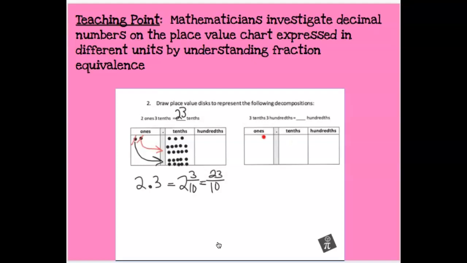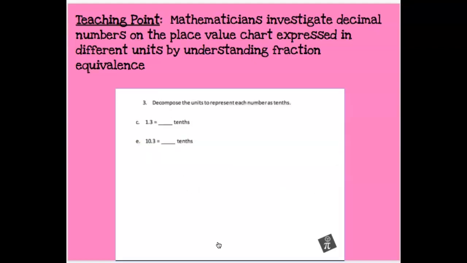Using the same idea, if we want to change these into hundredths, so we have 3 tenths and 3 hundredths, so 3 tenths, 1, 2, 3, and 3 hundredths, 1, 2, 3, and then we know that each of these tenths is going to be converted into 10 hundredths, so we're going to end up with, right here, this becomes 10 hundredths, this becomes 10 hundredths, and this becomes 10 hundredths, so we end up with 33 hundredths. So another way to say that is 0.33, so 3 tenths and 3 hundredths is equal to 33 hundredths.